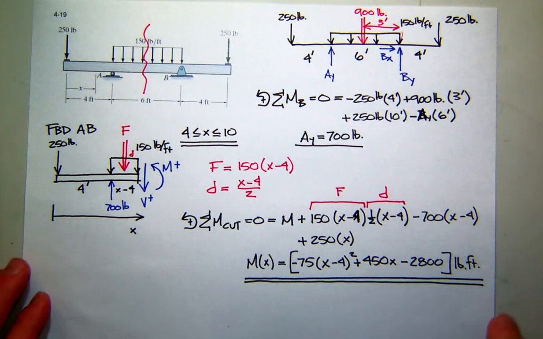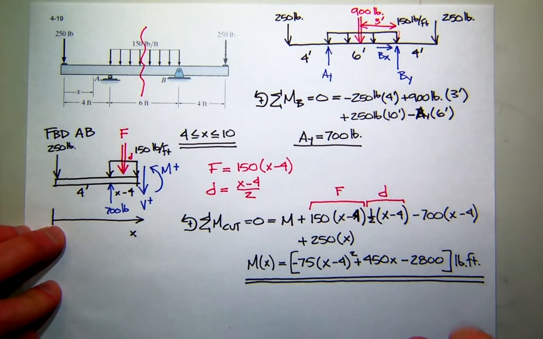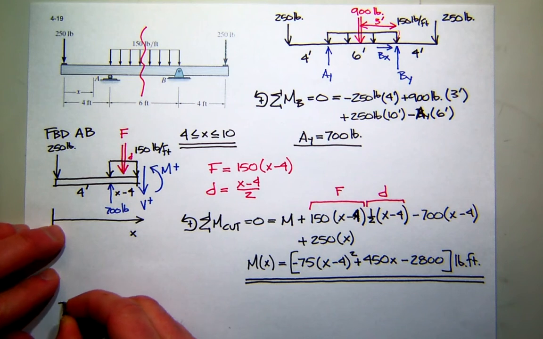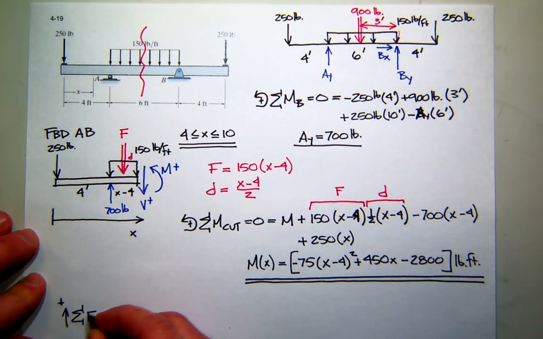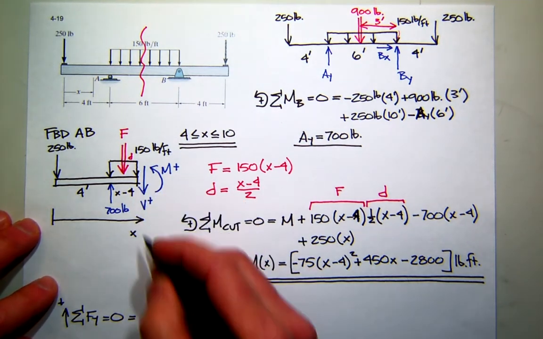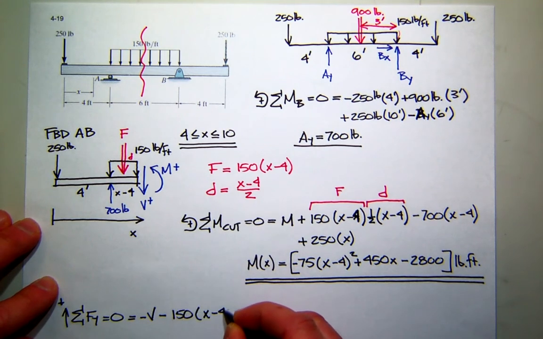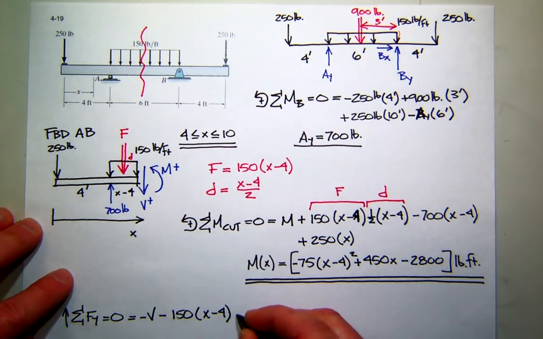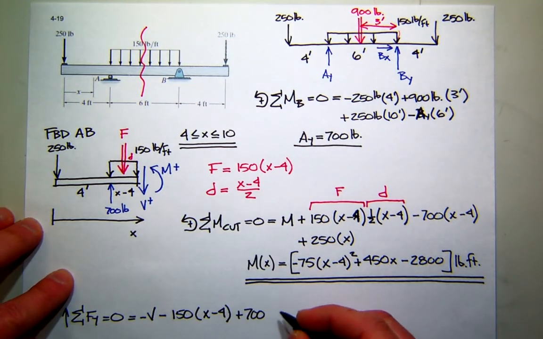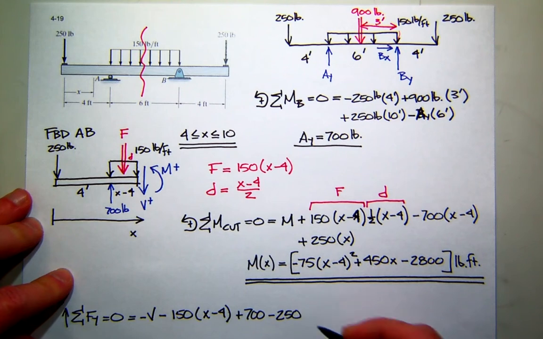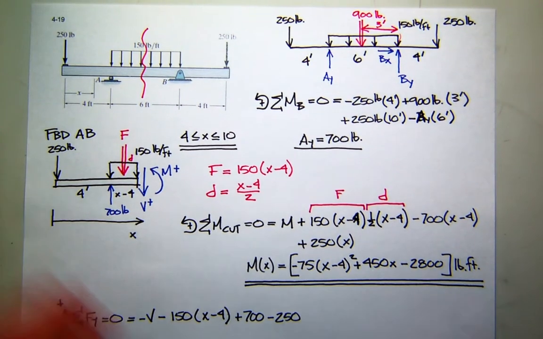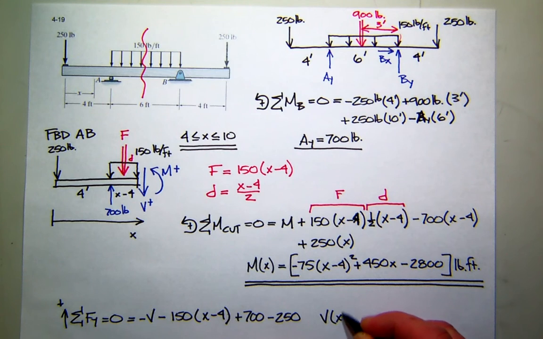I guess just to finish the problem, kind of running out of space, I'll kind of slide it over here. We'll go ahead and sum forces in the y direction. Set that equal to equilibrium. That would help us find the shear. So in this case, shear is acting down. Our force is down, which is 150 times X minus 4. We have 700 up, and then we have 250 acting down. So I'll write it over here. So our shear force equation is going to be all this stuff.